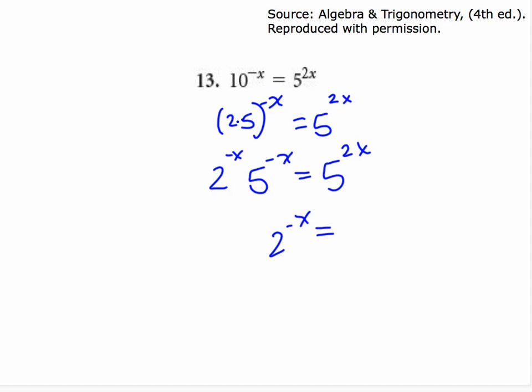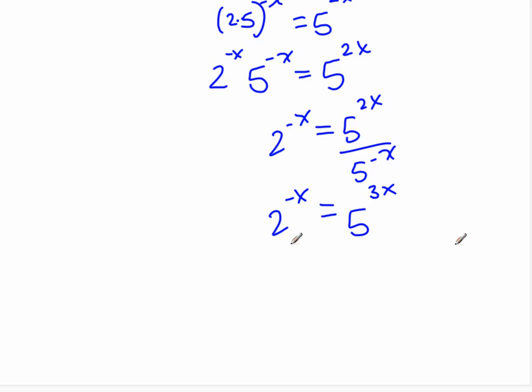I get 2 to the minus x equals 5 to the 2x divided by 5 to the minus x. Dividing common bases, subtract their exponents. So 2x minus a negative x would be 3x. And really, when I look at it, I don't see that there's much difference from the first one. I still have something to the x, something to the 2x, or 3x. It's not a whole lot different than the last one. I guess now that I have, well, I could have done this at the start too.